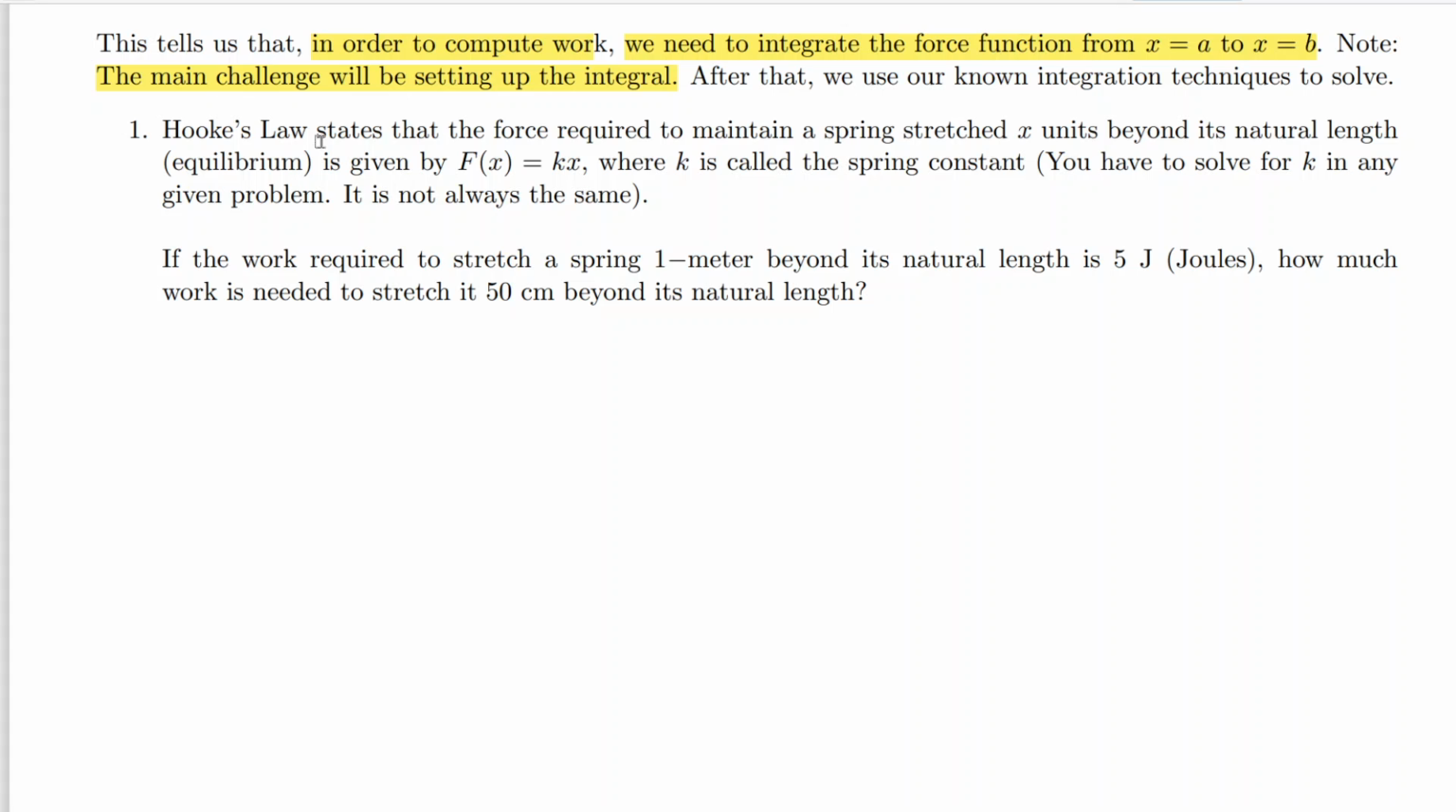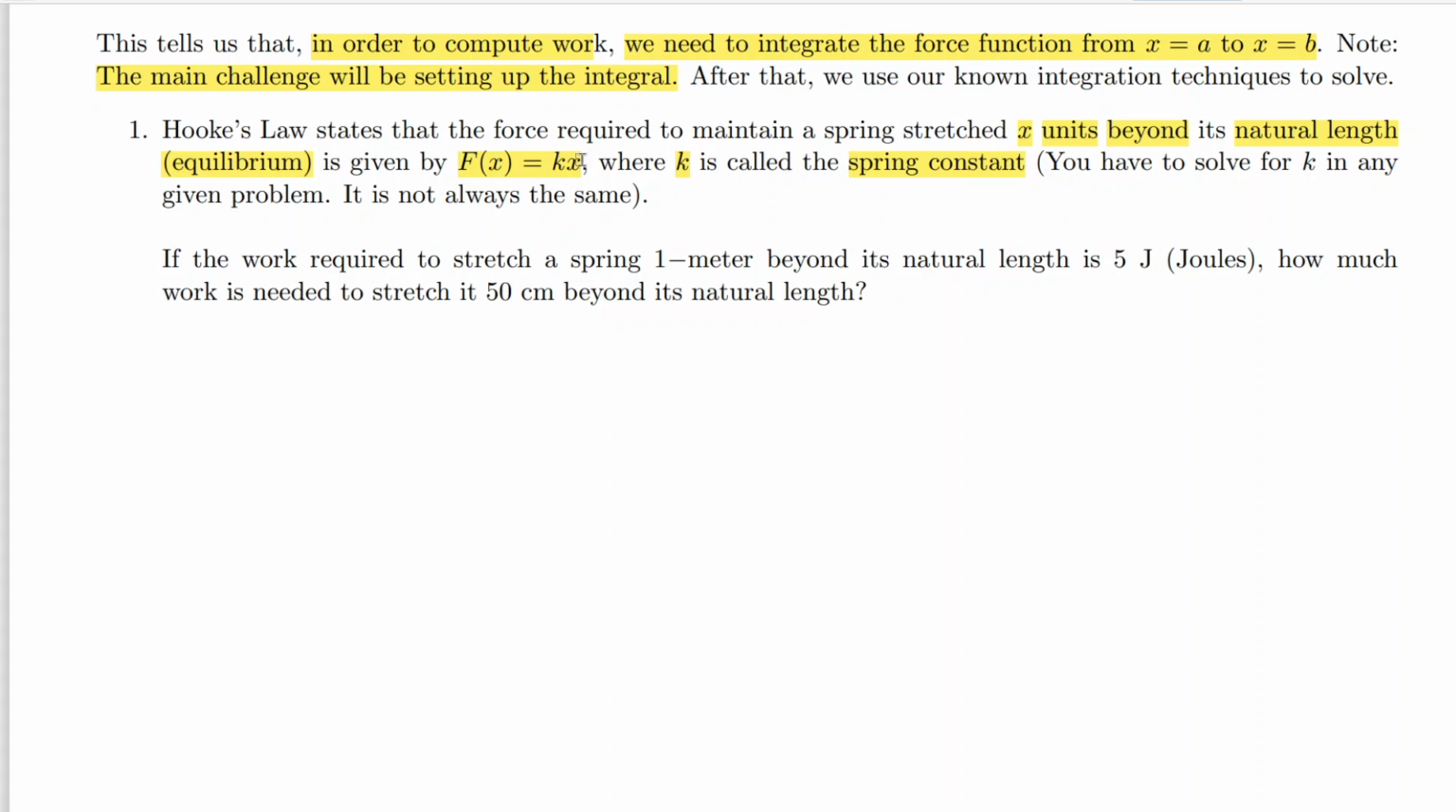So Hooke's law applies to springs that are stretched beyond their natural length, which is one of the things I described in the previous section. It says Hooke's law states that the force required to maintain a spring stretched x units beyond, so that's the key word, beyond its natural length, which is called the equilibrium, is given by the formula f of x equals k times x, where k is called the spring constant. Now, every spring has a different spring constant, so you can't say k is always 4, or k is always pi, or something like that. You have to figure it out in each problem.